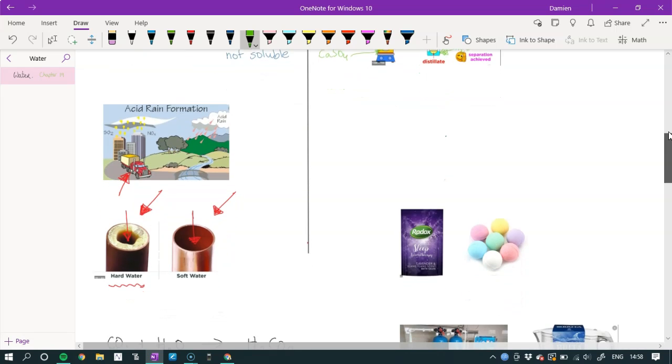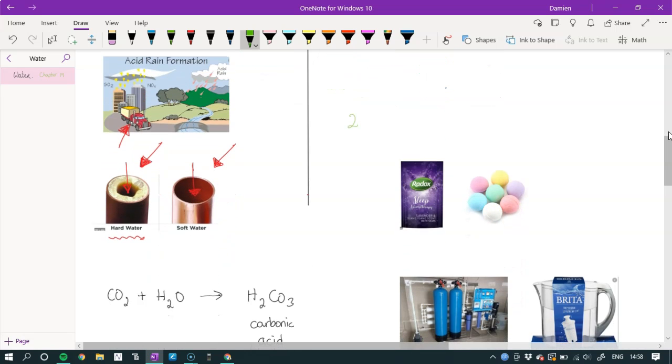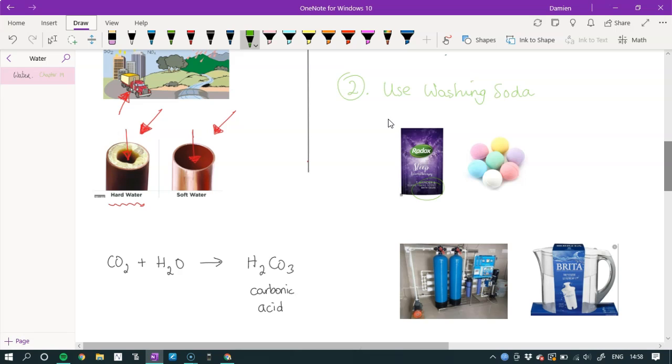There are other ways of softening the water, and this is the second one. We can use washing soda. So washing soda is a common item. It's found in the likes of Radox bath salts. So you can see the bath salts there, and also bath bombs. All of these, when they're put into the water, will soften the water. And when the water is softened, it removes them.